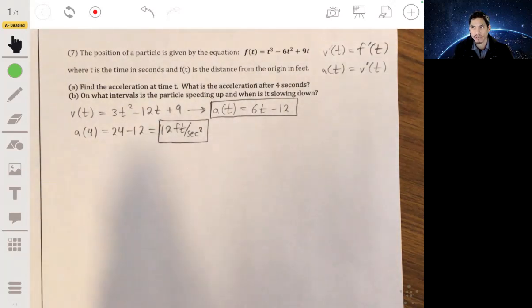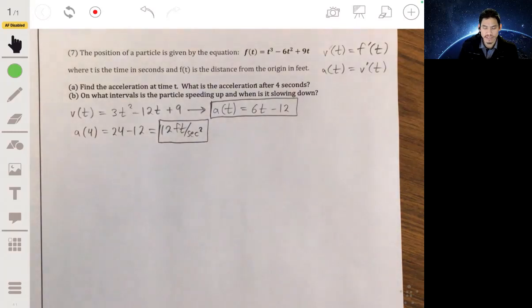Because when acceleration and velocity are the same sign, they're working together. So the object is speeding up in some direction. If they're both positive, it's speeding up in the positive direction. If they're both negative, it's speeding up in the negative direction. When they're opposites, the object is slowing down. Depending on the sign of each function, it may be slowing down in the positive direction, or it may be slowing down in the negative direction.